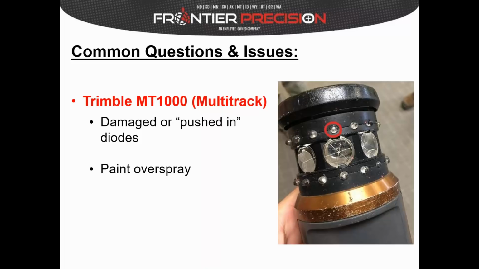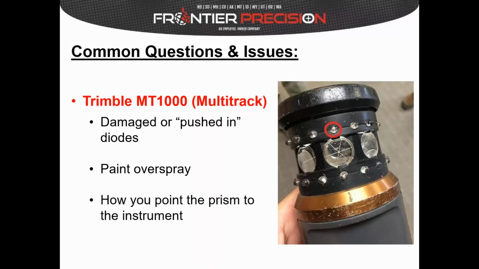Another problem that we've seen is paint overspray. If you have overspray of your paint, maybe you're doing a lot of staking or something like that, and it's covering the glass or any of the diodes, make sure you find some Clorox wipes or some kind of wet wipes and clean it off. Get it nice and clean, because that'll also give you some inconsistent results.